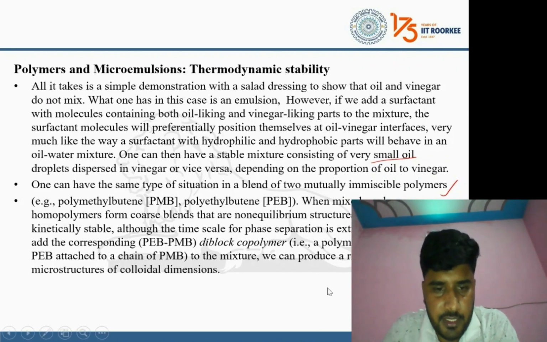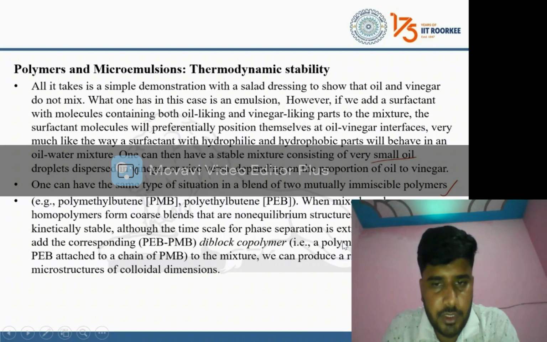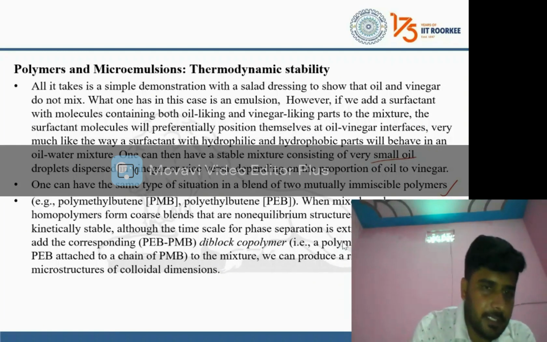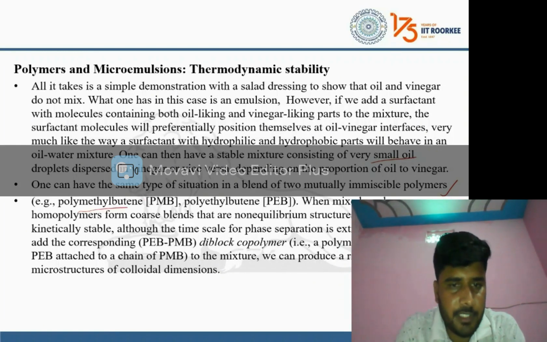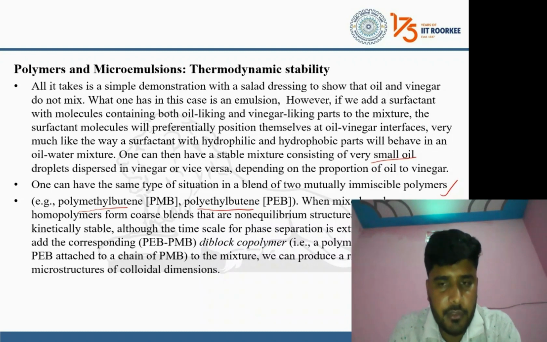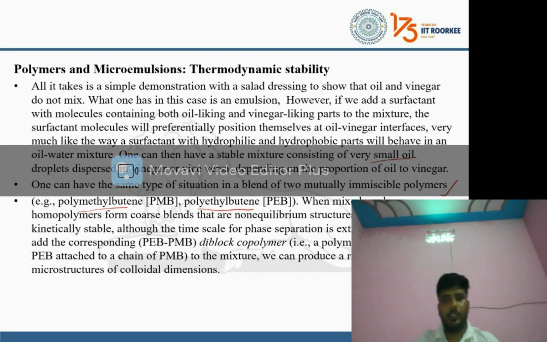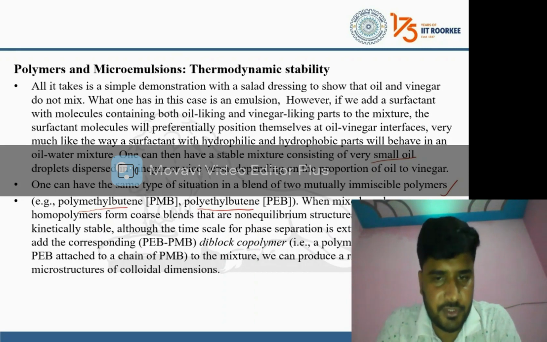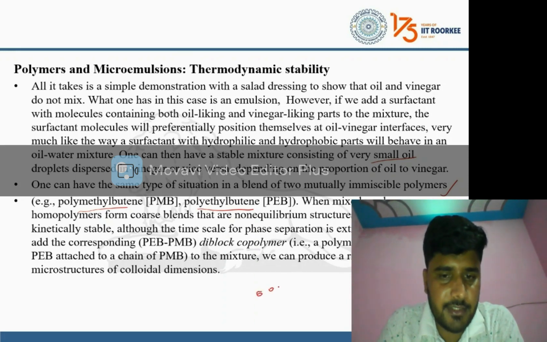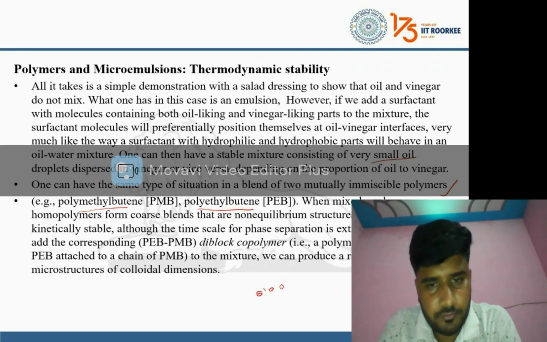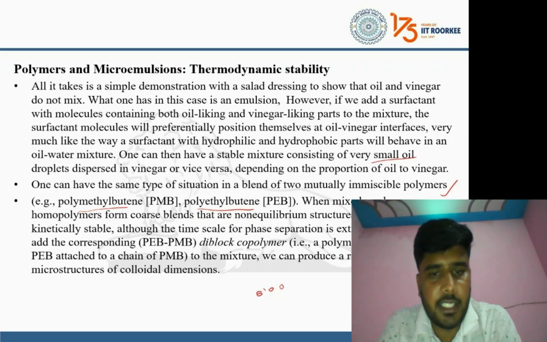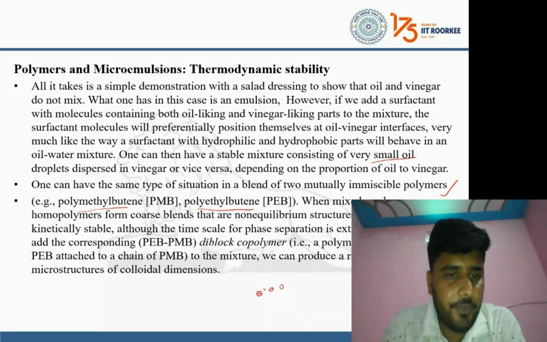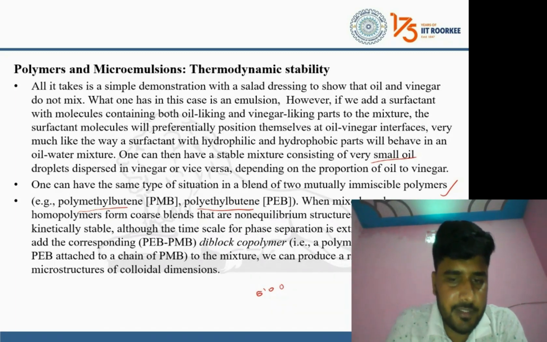The same situation can arise when we mix two immiscible polymers, for example polymethylbutene and polyethylbutene. When they are mixed, such homopolymers can form coarse blends. Basically a coarse blend is a non-equilibrium structure. Each polymer is separated, but they are only kinetically stable. If we add the corresponding diblock polymer, what is a diblock polymer?